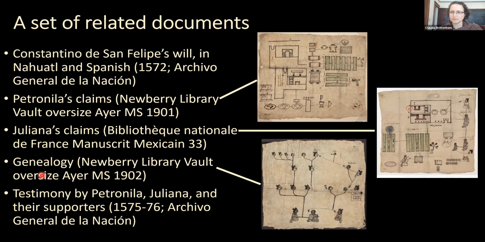But because we have this really rich suite of interconnected documents, we can put together a story about marriage and lineage, inheritance, and Indigenous women's agency. And at the same time, it helps us imagine the kind of context that would have originally accompanied other Nahua pictorial documents, like the wills of Don Miguel Damián that we just saw.